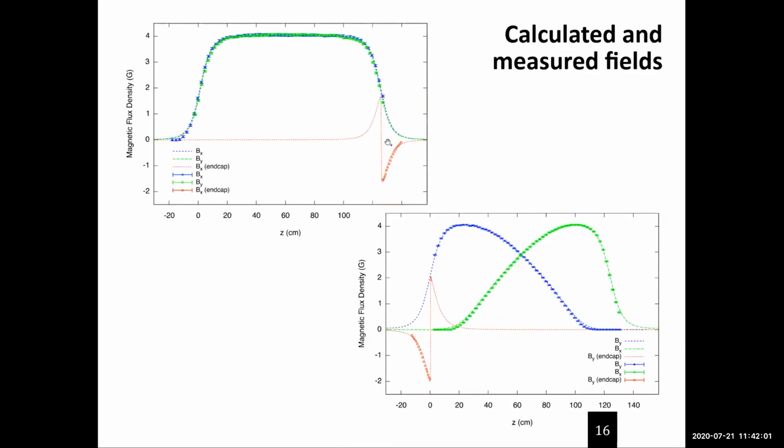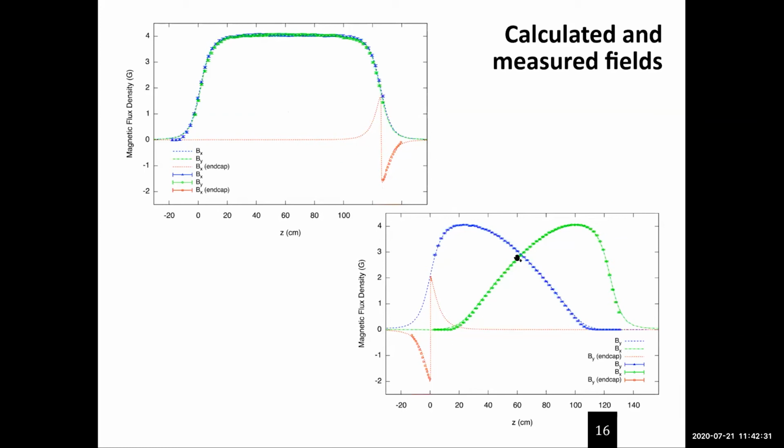Here I'm showing a comparison of the magnetic fields along the axis for the input and the output coil, for the two components of the field, and for the end cap. We only need a sharp transition in one of the components. In the case of the input coil, we only need the sharp transition in the vertical component of the magnetic field. So we only have one end cap to complement this magnetic field.